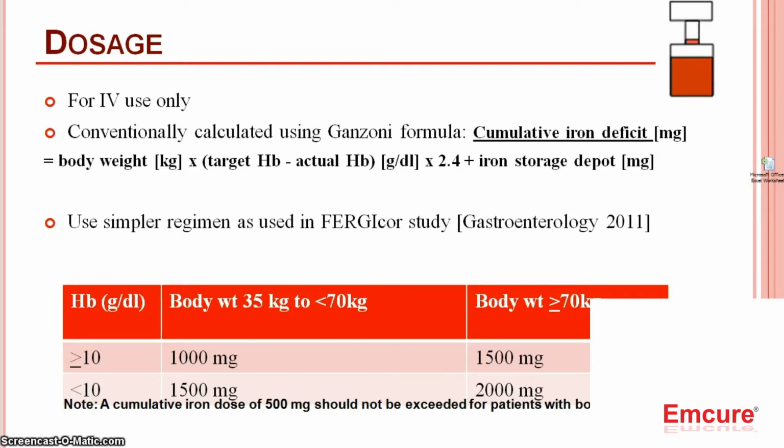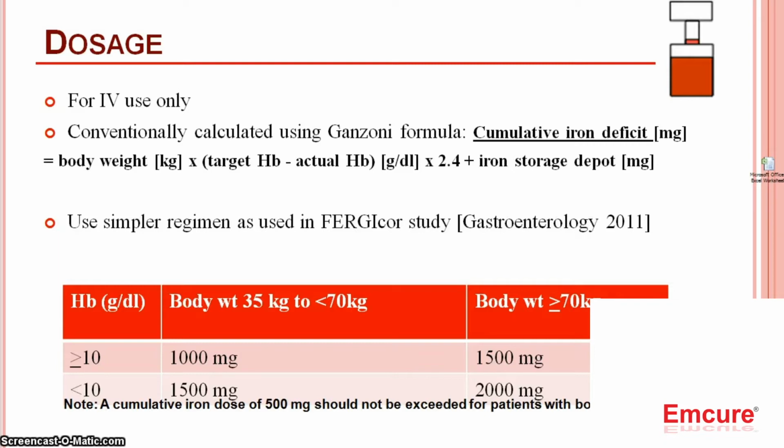According to this regime, we are taking two parameters. First is the hemoglobin and second is your body weight, and accordingly we decide the dosing schedule of the patient. If the hemoglobin is 10 or more and the body weight is between 35 to 70 kilograms, then 1000 milligrams of injection has to be given in a week. When the hemoglobin is 10 and more and the body weight is more than 70 kilograms, then you need to give 1500 milligrams. This can be divided into 2 weeks. First week you give 1000 milligrams and in the following week you give 500 milligrams.